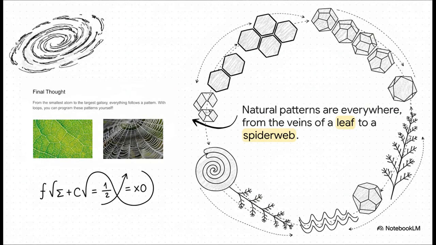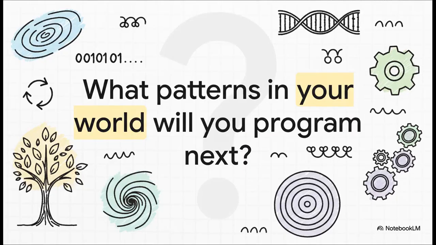And this brings us full circle, right back to where we started. Whether it's the intricate branching in the veins of a leaf, the perfect geometry of a spider web, or even the physical laws that govern the universe, it's all about patterns. In a way, patterns are the fundamental language of everything around us. And the really amazing part is, with a tool as straightforward as a for loop, you now have the power to describe those patterns, to model them, to explore them for yourself.